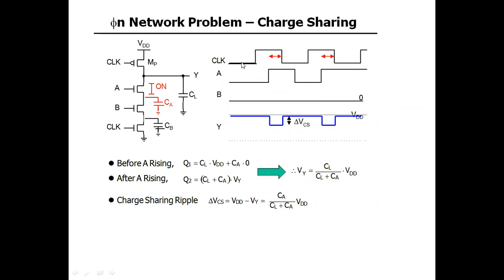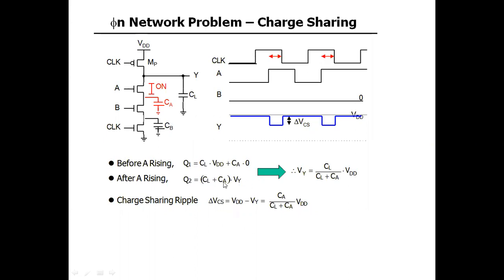When there is a clock and it goes high or low, that means pre-charge and evaluation. So what will happen? Before the rise, Q1 is equal to CL into VDD plus CA into 0. And after A rises, that means A becomes high level, Q2 is equal to CL plus CA into VY.